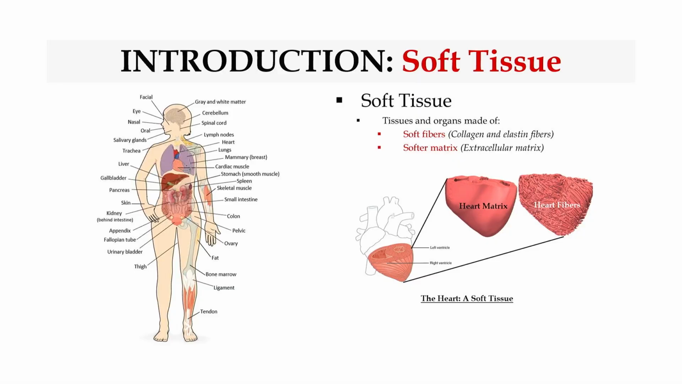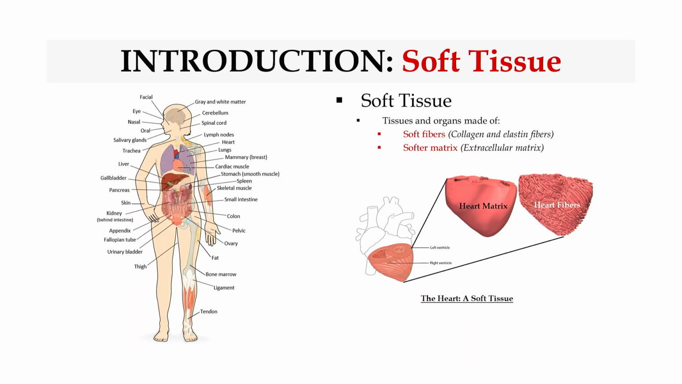So let's very quickly talk about the different soft tissues which we are going to study. I'm going to take an overview. This is my last slide, and we will continue on this. So we are going to talk about soft tissues. This is the entire human body which you're looking at, such as facial, eye, nasal, oral, gray and white matter, cerebellum, spinal cord, salivary glands, lymph nodes, trachea, heart, lungs, liver, mammary glands, cardiac muscles, stomach, gallbladder, pancreas, skin, skeletal muscles, spleen, small intestine, all these different soft tissues.